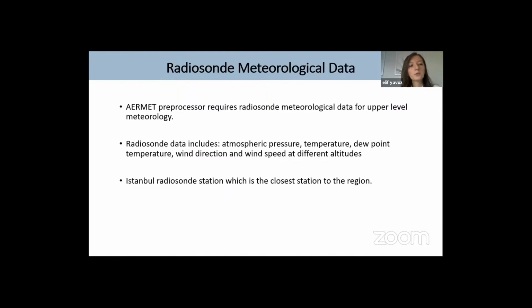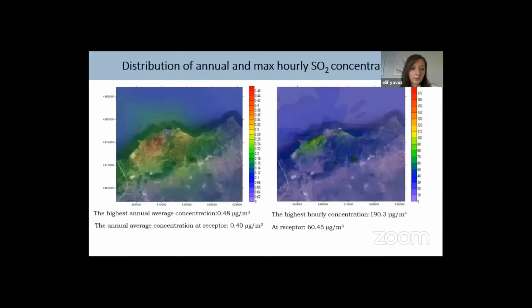The IMET preprocessor also requires the radiosonde meteorological data for upper level meteorology, and it includes atmospheric pressure, temperature, dew point temperature, wind direction, and wind speed at different altitudes. I obtained the data from the Istanbul radiosonde station because it is the closest station to my region. After running the model, I obtained annual and hourly concentration values and created a contour map with the Surfer program.